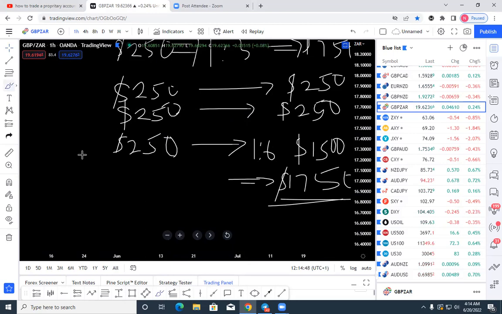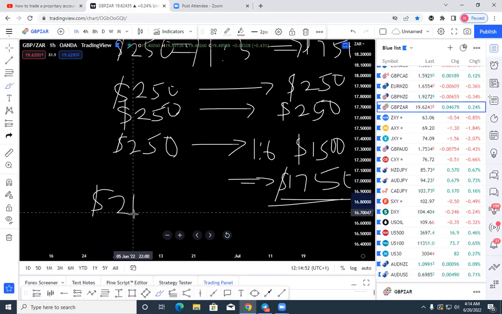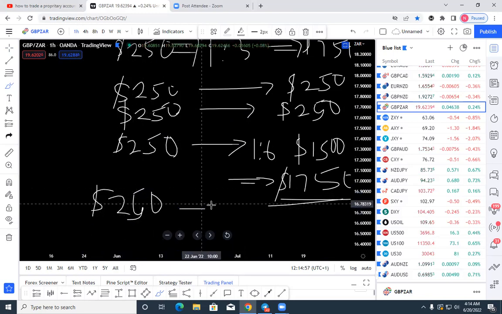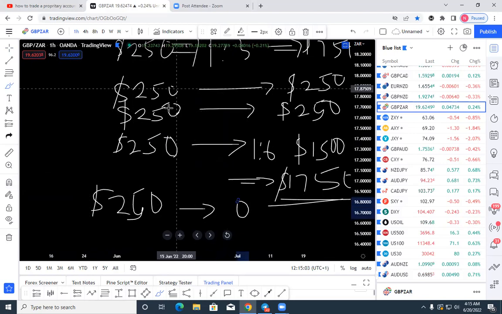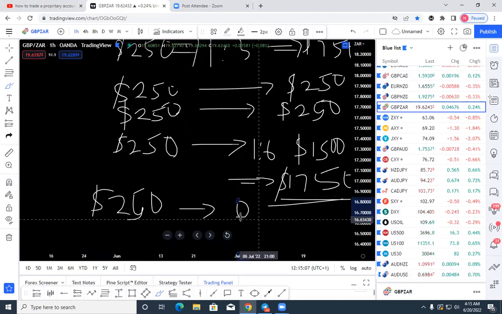Okay, maybe you decide to take another trade, risking how much, guys? $250. And this time around you got a break even, 0, because you were in profit, and after you were in profit, you moved your stop loss to entry, and the market came back and hit you out.